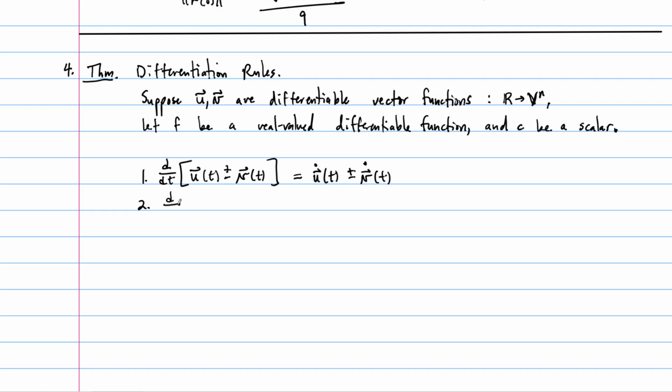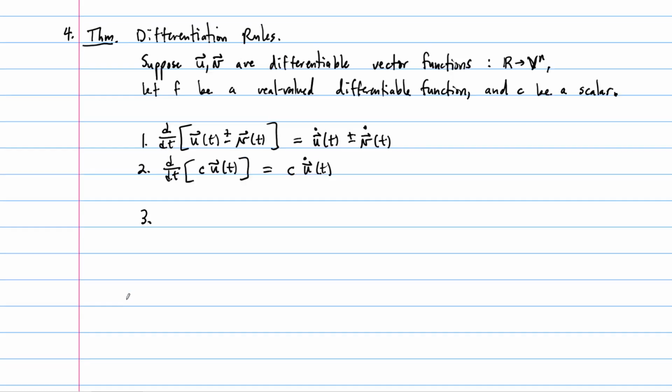All right. Similarly, derivatives being linear means that we should be able to factor out constants, right? Scalar multiples. And it turns out that we can. So this becomes c times u dot of t. So this one says, again, multiply by the constant or by the scalar first, then take the derivative. This one says take the derivative first and then multiply by the scalar. And those are going to be the same. All right. So those are pretty straightforward.